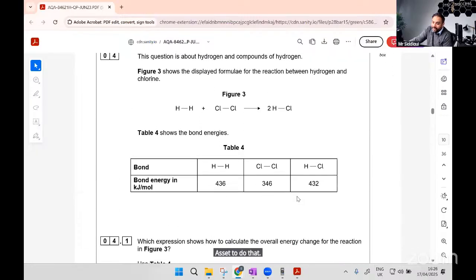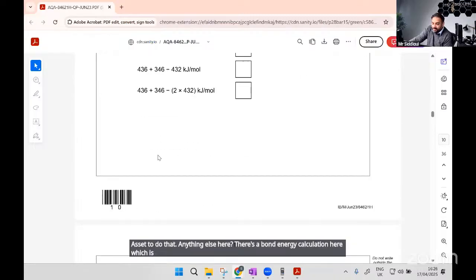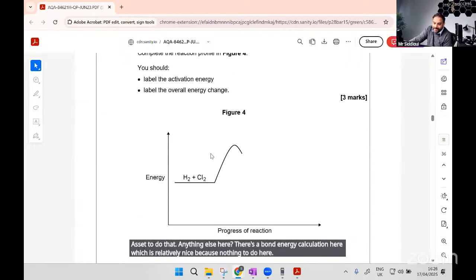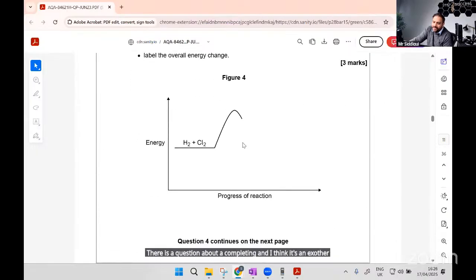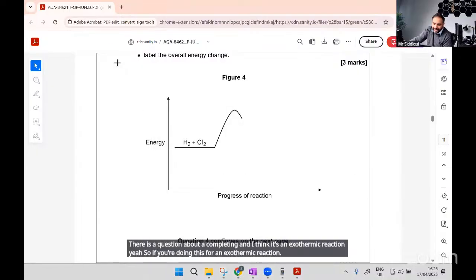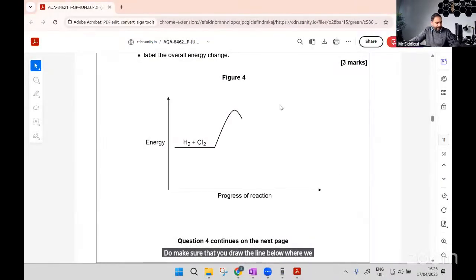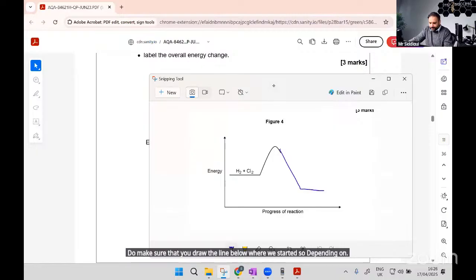Anything else here? There's a bond energy calculation here, which is relatively nice because there's nothing to do here. There is a question about completing, and I think it's an exothermic reaction. So if you're doing this for an exothermic reaction, do make sure that you draw the line below where we started. Like that. Make sure it goes lower than where we started.